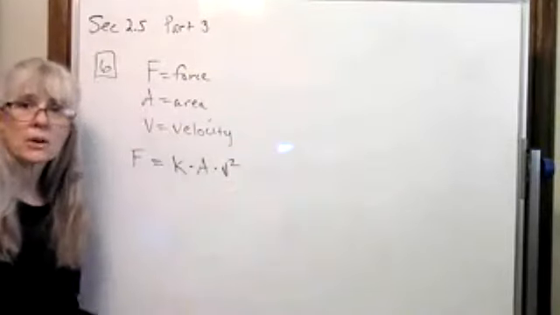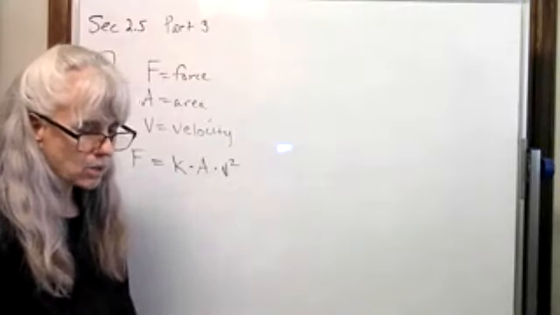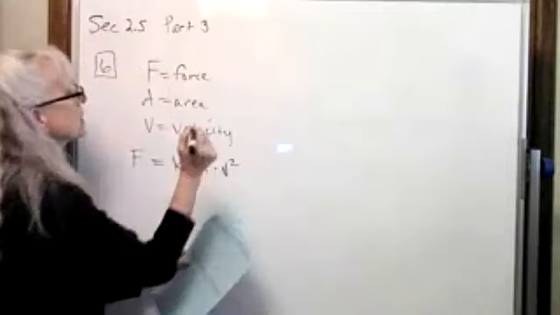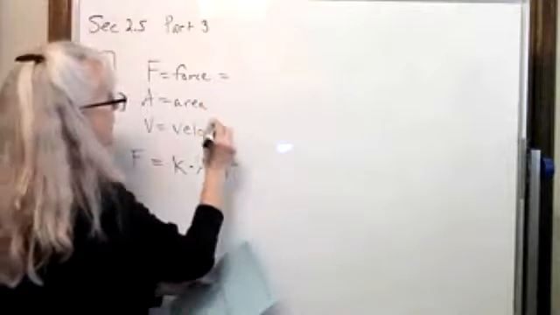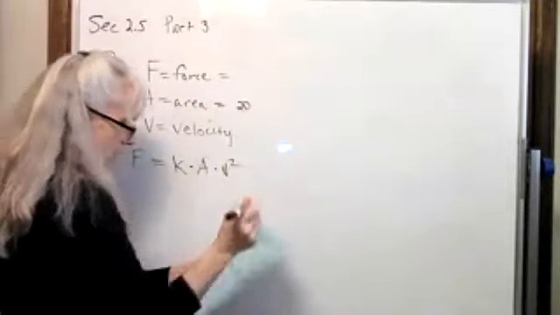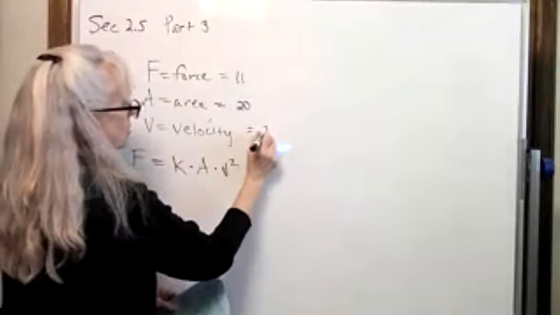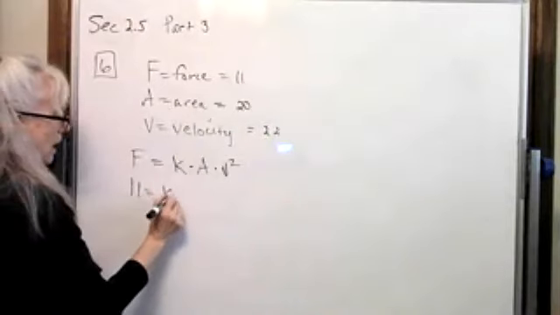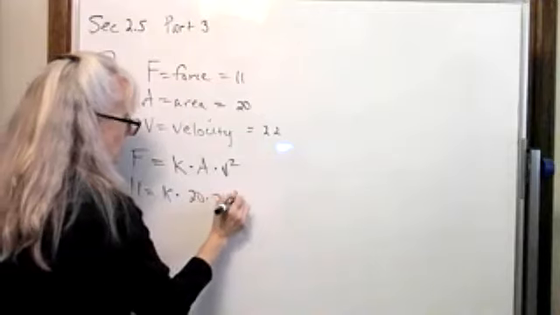Wonderful. Then it goes on to tell me if the force on an area of 20 square feet is 11 pounds when the wind velocity is 22 miles an hour. Let's make sure we all pick that up. It says that the force on an area of 20 square feet is 11 pounds when the velocity is 22 miles an hour. So make sure I get everything in the right spot. So 11 is equal to K times 20 times 22 squared.